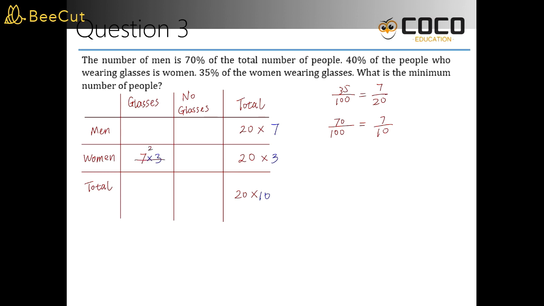So this is 21. Total is 60. This is 140. And this is 200. Right, let's check. There's one more condition. 40% of the people who wear glasses is women. So 40% is 2 out of 5.